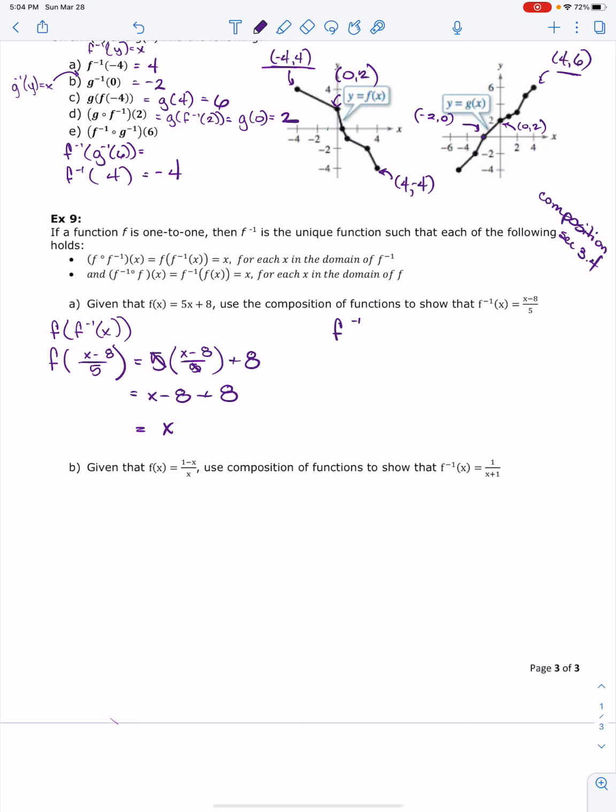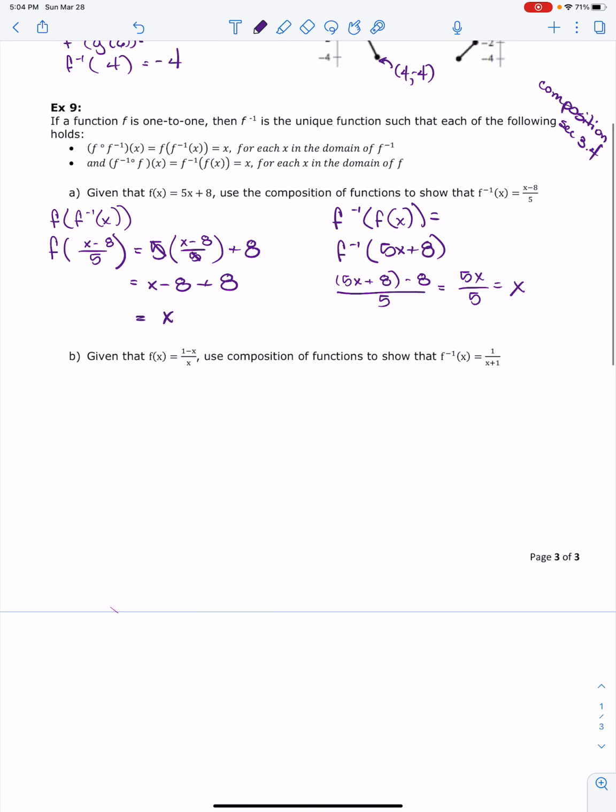Let's see if that works if we go the other direction, because it's supposed to, right? So I've got f inverse of f of x. When I plug x into f of x, I get out 5x plus 8. I plug that into f inverse, which is 5x plus 8 minus 8, all over 5. The plus 8 and minus 8 cancel out. I get 5x over 5. We're left with just x.